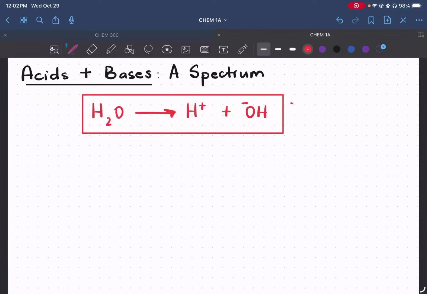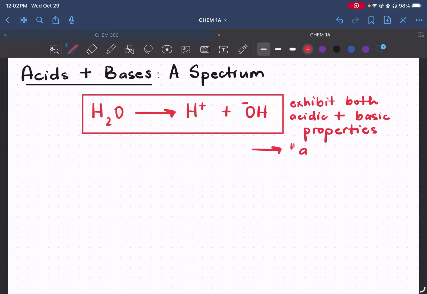And again, throughout history, it has been known to exhibit both acidic and basic properties. This is what's known as amphoteric. Amphoteric describes a substance that has both properties, or rather can behave as both an acid and a base.